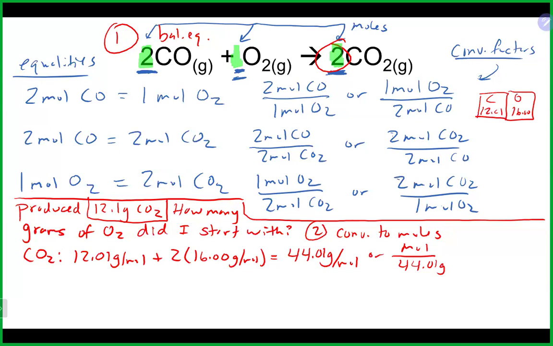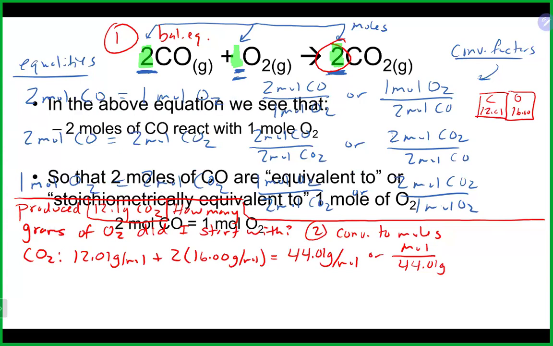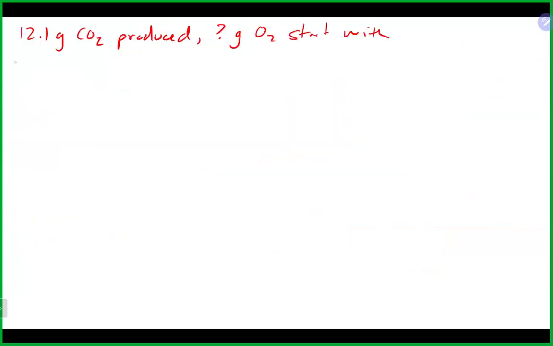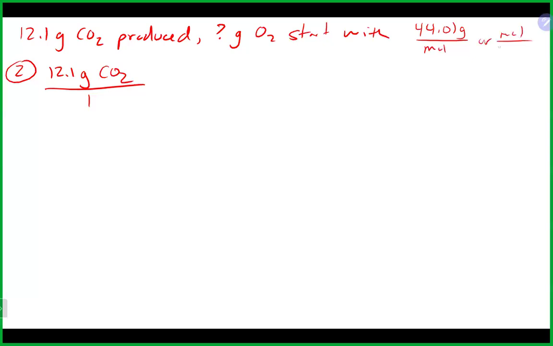And now we could do our conversion. We're going to convert our 12.1 grams into moles, doing our step number 2 here. So step number 2, we're going to take our 12.1 grams of CO2. And again, we're going to put it over there. And we have this as our option for step number 2, 44.01 grams per mole. Or a mole is 44.01 grams.